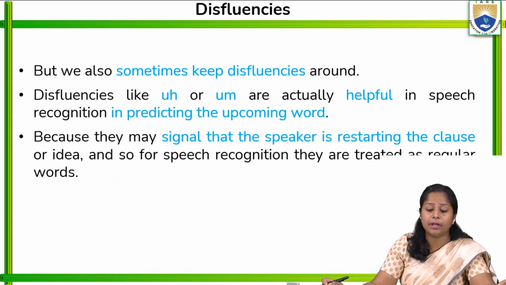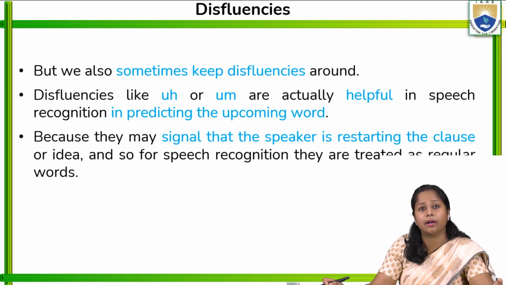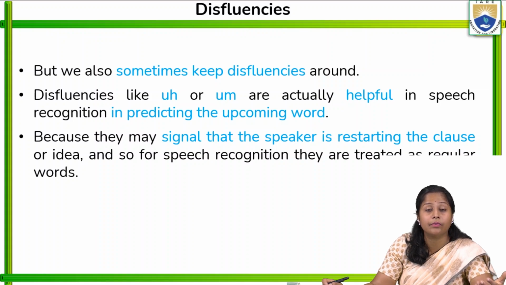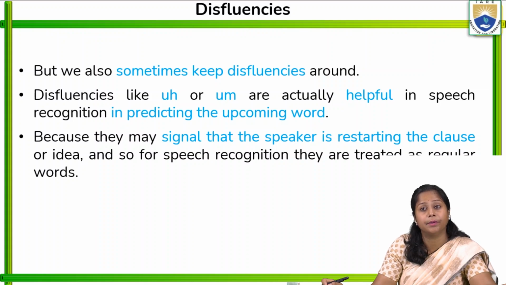Disfluencies, we also sometimes keep them around. Disfluencies like "uh" and "um" are actually helpful in speech recognition for predicting the upcoming word. So that is another use of these words. Depending on the application, they can sometimes be excluded, and sometimes they give us clues, a prediction that another word, a connecting word, or an upcoming word is coming. So these disfluencies are also possible.